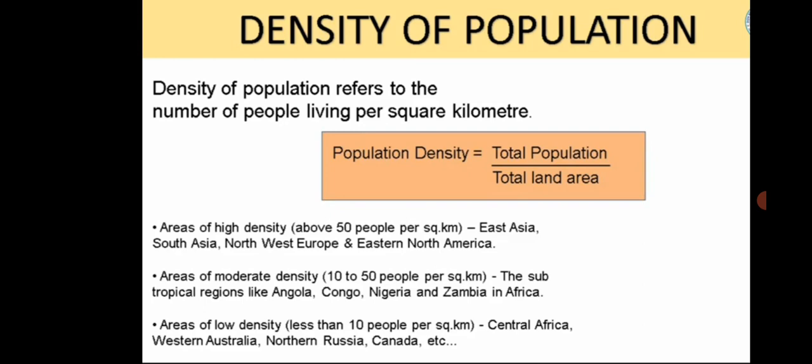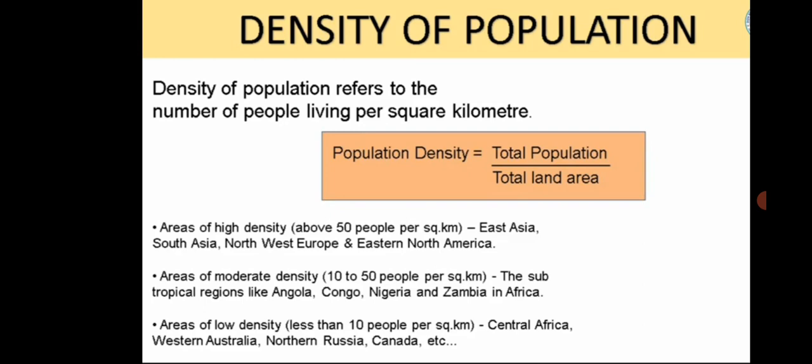The world population density is divided into three main groups. Areas of high density, above 500 people per square kilometer, in countries like East Asia, South Asia, Northwest Europe, Eastern North America. Areas of moderate density, 10 to 50 people per square kilometer, in subtropical regions like Angola, Congo, Nigeria, Zambia in Africa. Areas of low density, less than 10 people per square kilometer: Central Africa, Western Australia, Northern Russia, Canada, etc.